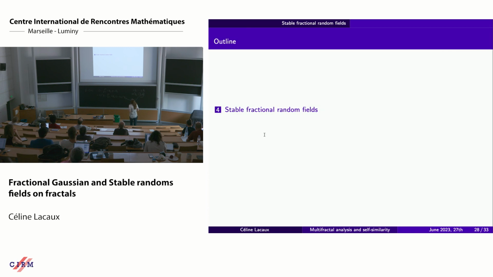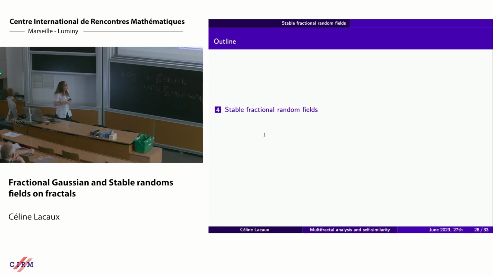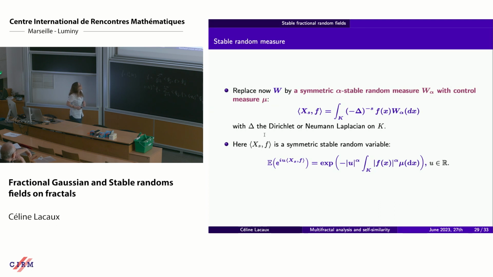And now, what are stable fractional random fields? In fact, that's ongoing work, so the paper is not yet finished, so I will only give you some results. I have no doubt about the result, but we have to finish the paper. So the difference there will rely on W.